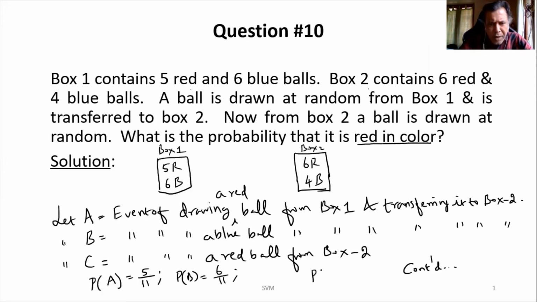Now, what do we mean by probability of C given A? It means that what is... I should write, not this, just a minute. Okay, let us do it on the next page only.